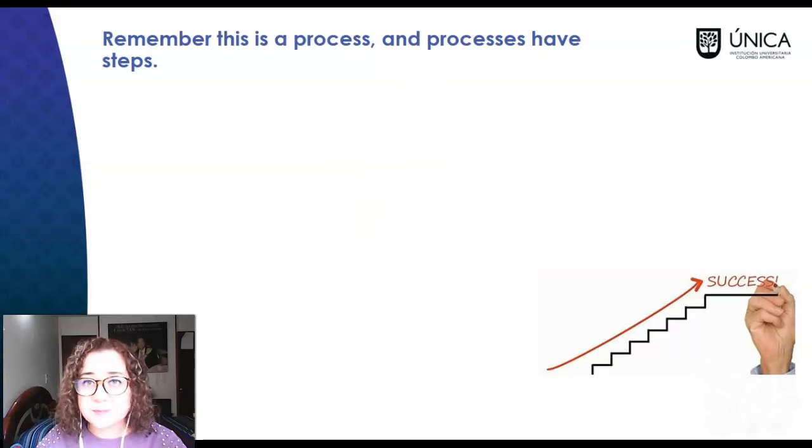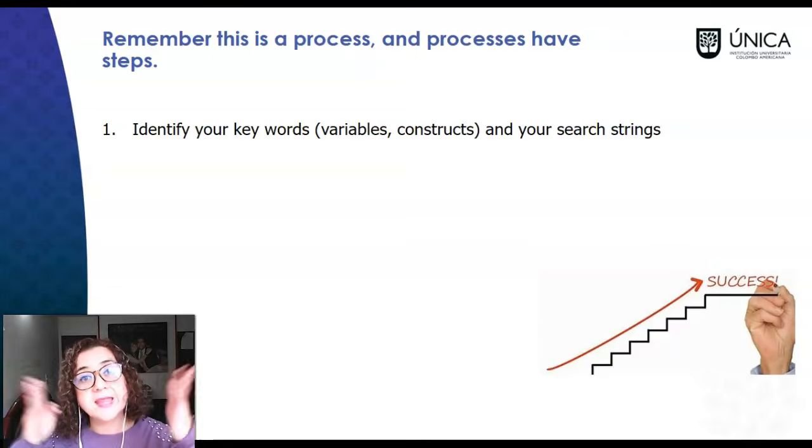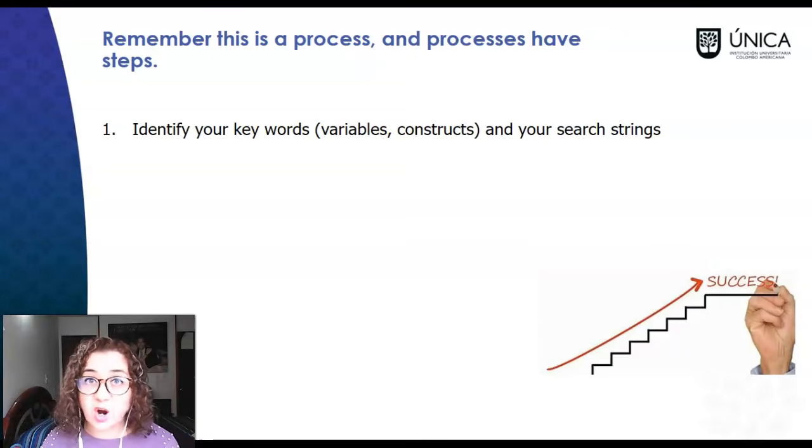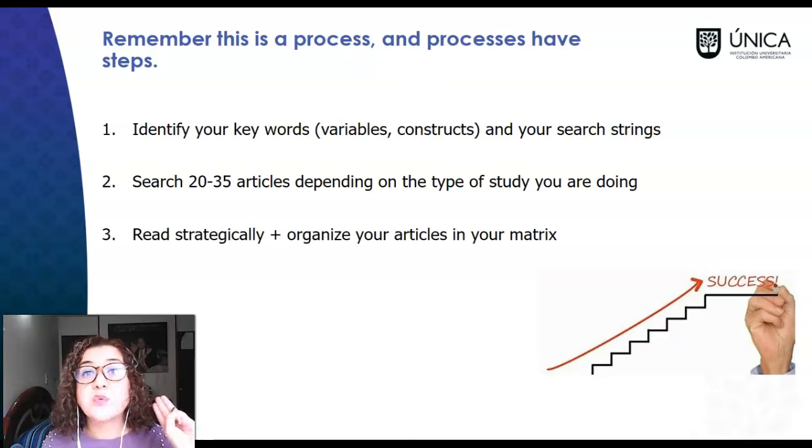So guys, remember that this is a step-by-step process. This is a process, and processes have steps. So step number 1, identify your keywords, variables, constructs, and your search strings. How are you going to combine these words in order to find the articles that you need? Second, search 20 to 35 articles depending on the type of study that you're doing. 3, read strategically, organize your articles in your matrix.